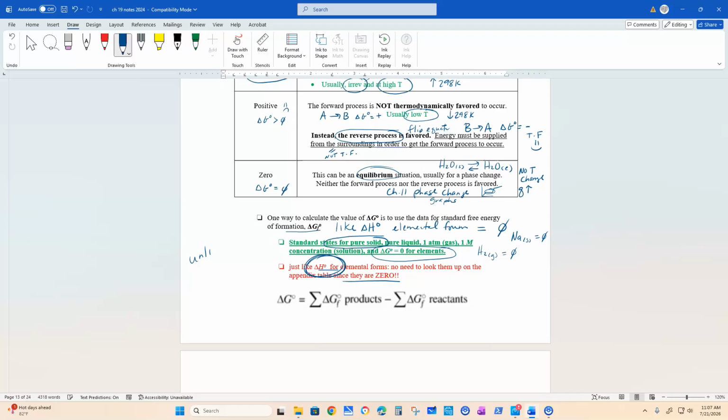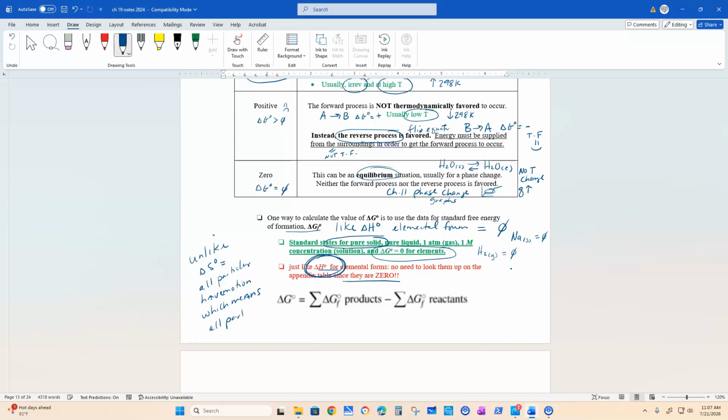Unlike delta S, all particles have movement, have motion, which means they all have values.